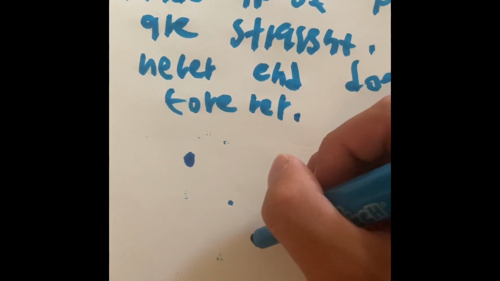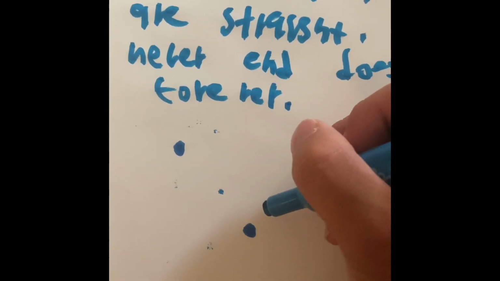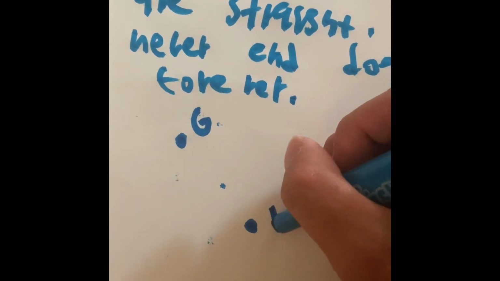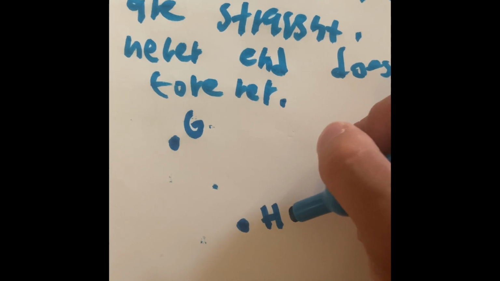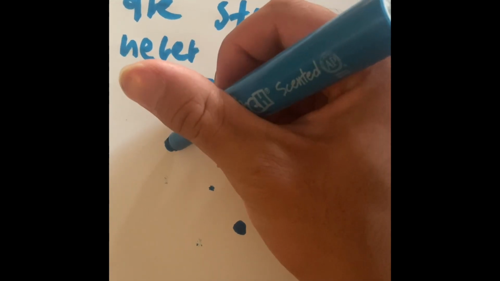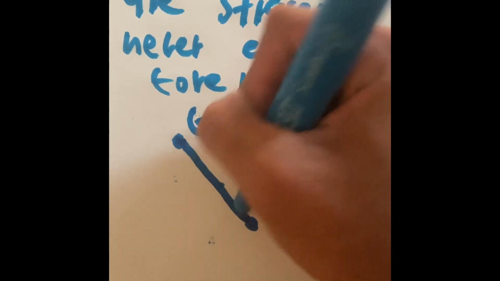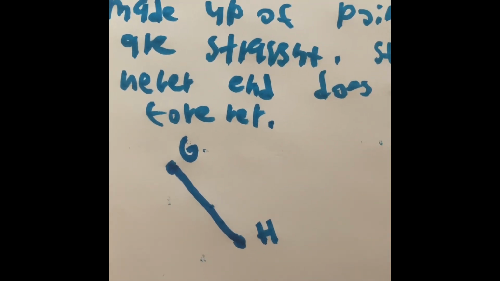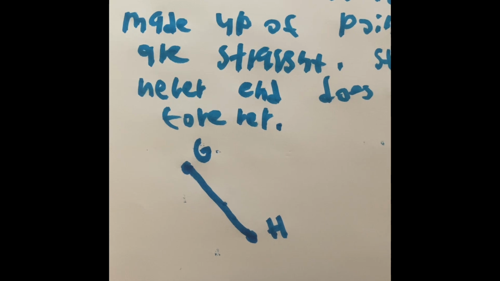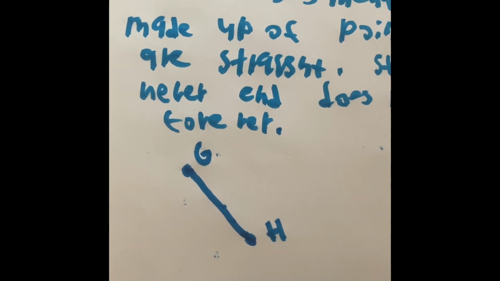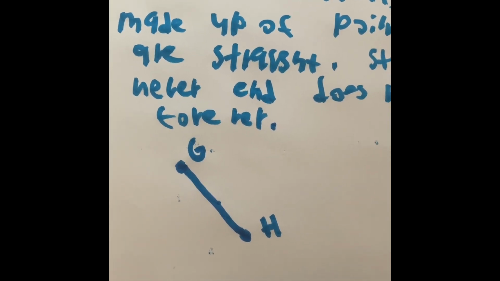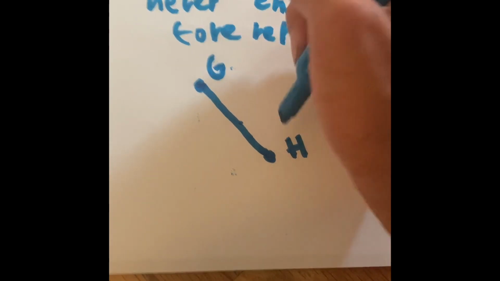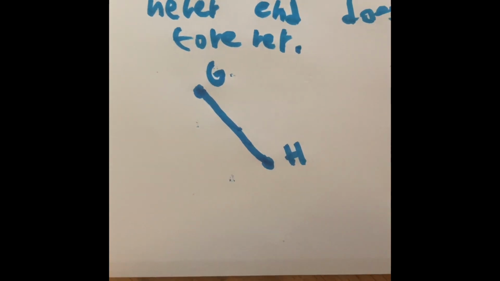Here is a dot, and here is a dot. There are points. We're going to say this is point G, and this is point H. Line segments are basically lines in between the 2 points. So they don't go on forever and ever. They basically start and they stop. They can only go from point G, and they have to stop at point H.